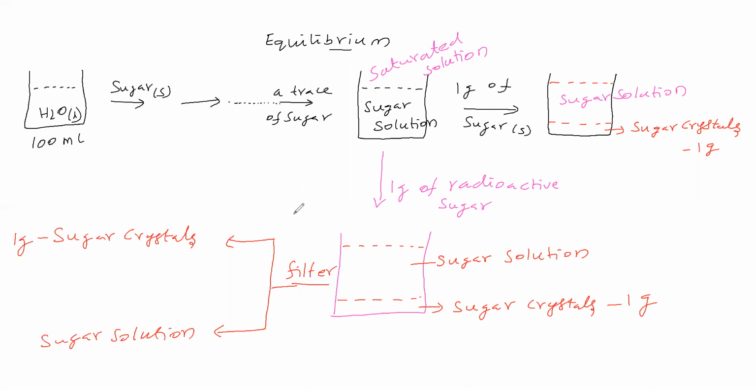Now we will take a counter called a Geiger-Müller counter. This Geiger-Müller counter will identify radioactive rays, meaning alpha rays, beta rays, gamma rays, etc. A radioactive substance will emit radioactive rays, and these rays will be identified by this counter. Many counters are there, such as the scintillation counter, that can identify radioactive rays.